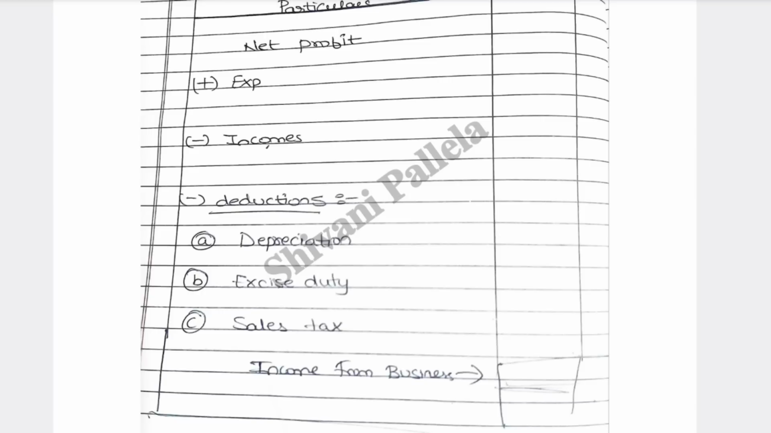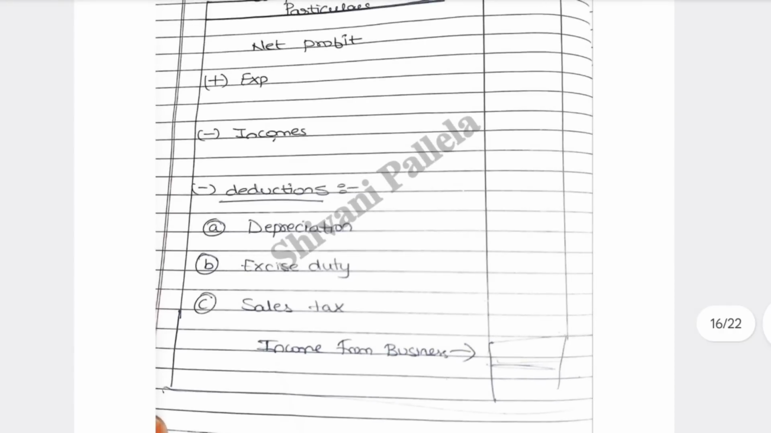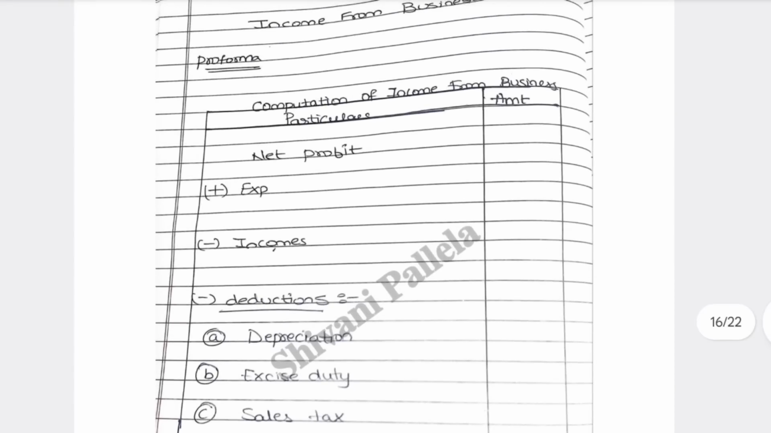When you are doing income from business, we need to take only personal related expenses and personal related incomes. We should not consider the business related expenses and business related incomes. If you remember only this one strategy, you will be able to do income from business.